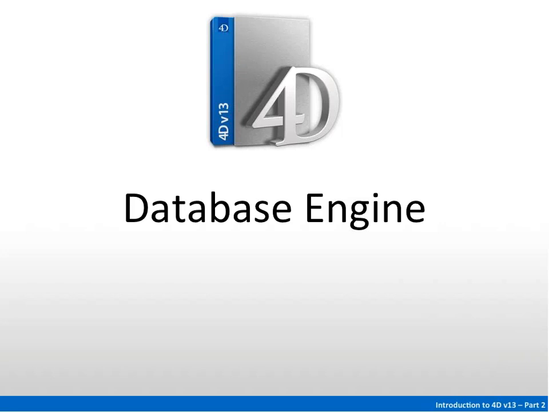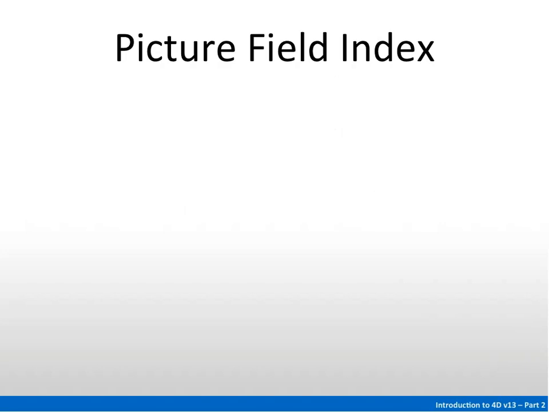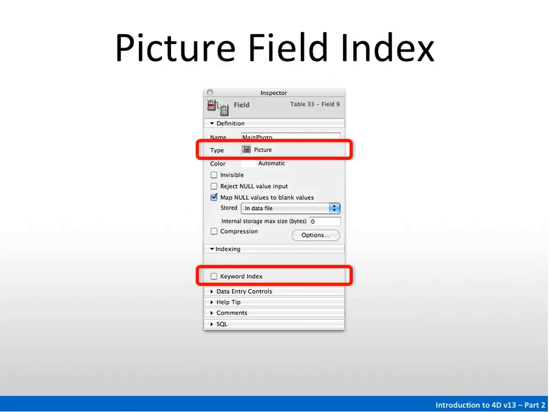So the first one that I want to talk about is you have the ability in v13 to add an index to a picture field. So here are some properties for a picture field. And down there under the indexing section, notice that there's a checkbox available. It says keyword index. Now, you might be going, why would you want to add an index to a picture field? And really, this isn't about pictures, but in fact about picture metadata.